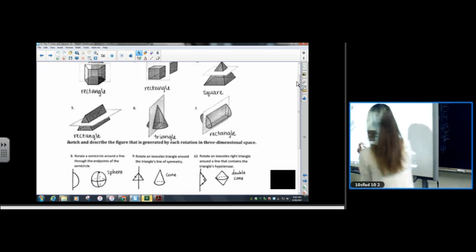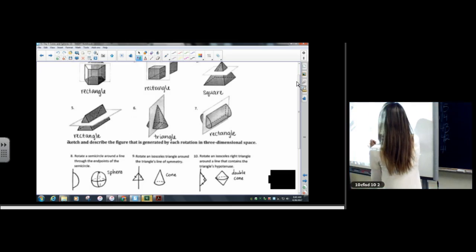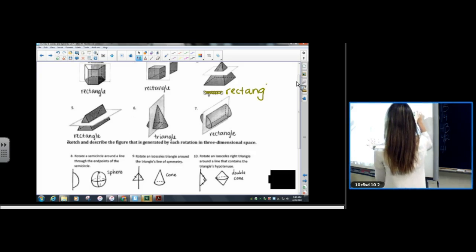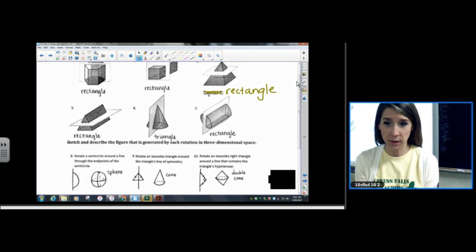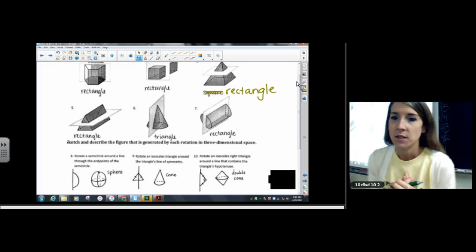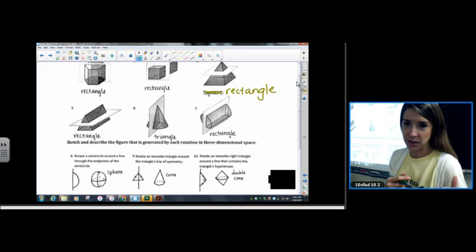If you don't want to make any assumptions here, yes, the first one would be a rectangle. The next one would be a rectangle. Technically, this one would be a rectangle, because who said that that was a square? Unless you're assuming that it's a regular pyramid. Most of our pyramids are regular. So there would be literally 4 rectangles in a row.